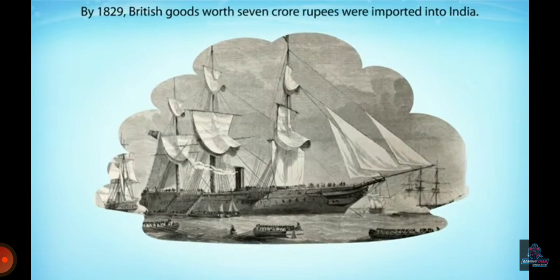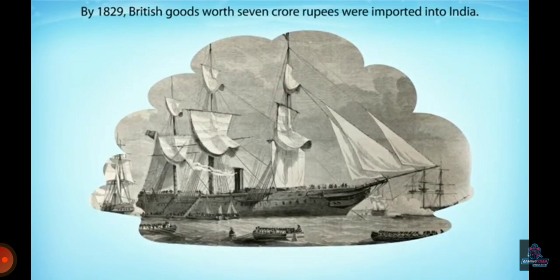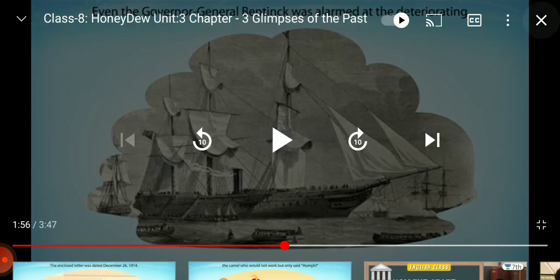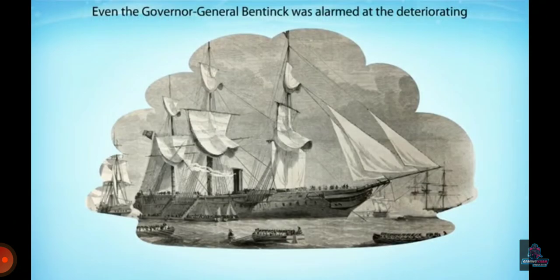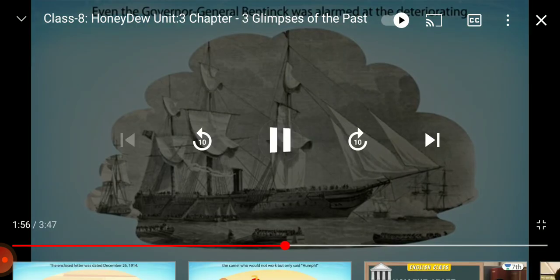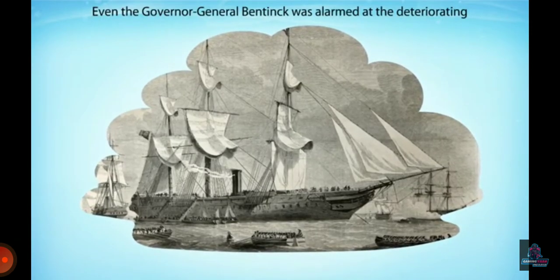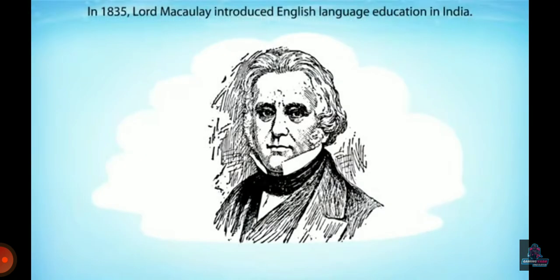By 1829, British goods worth 7 crore rupees were imported into India. So many goods were imported to India from England. Even the Governor General Bentinck was alarmed at the deteriorating situation of Indian weavers and farmers. The governors and those in the British ruling had their own people, and whoever from India worked for them was a servant or in a low post, a low category.